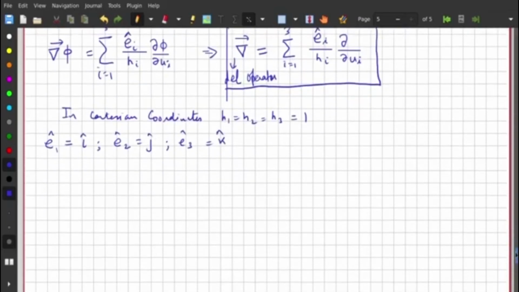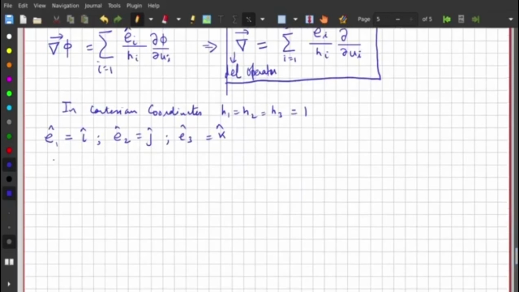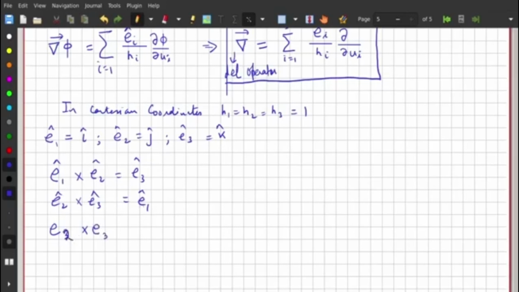Okay, so as i, j, k satisfies the cyclic rules in cross product, the same is applicable for E1, E2 and E3. That means E1 cross E2 will give E3. Similarly, E2 cross E3 is E1, and finally E3 cross E1 is E2.